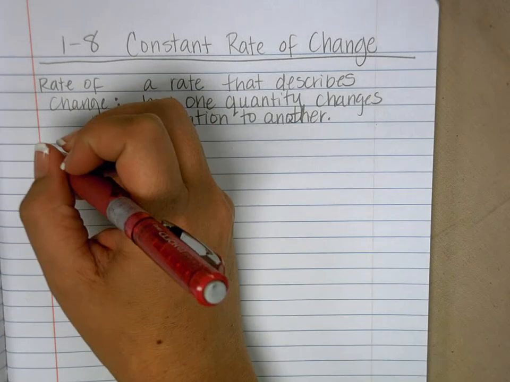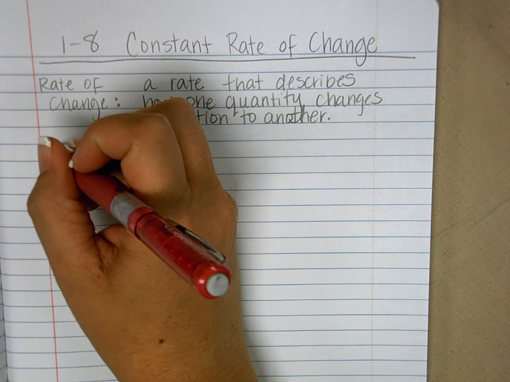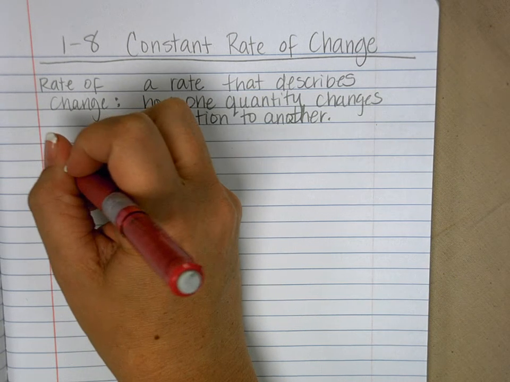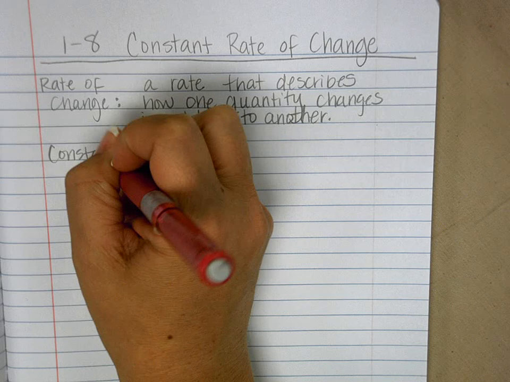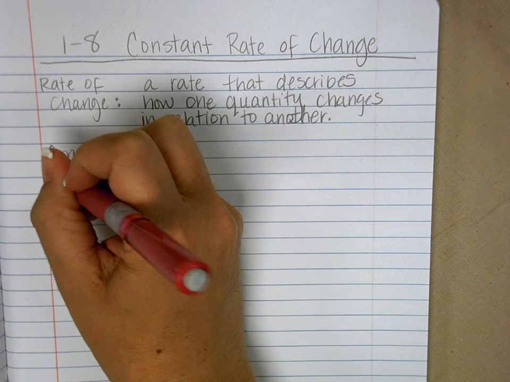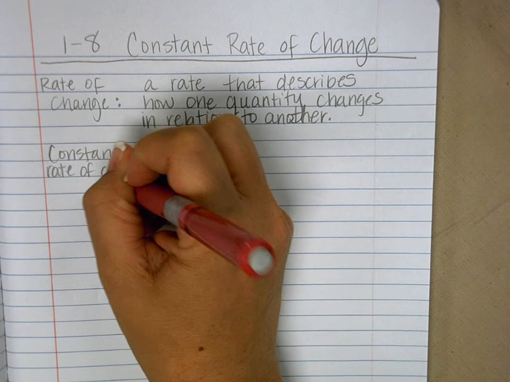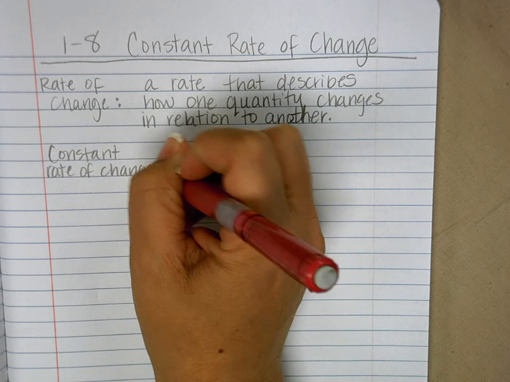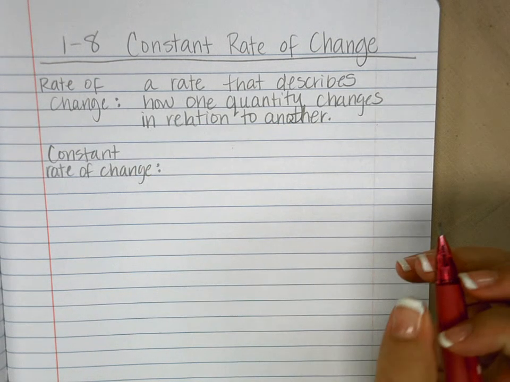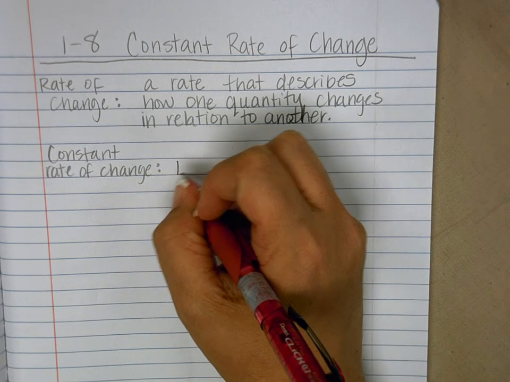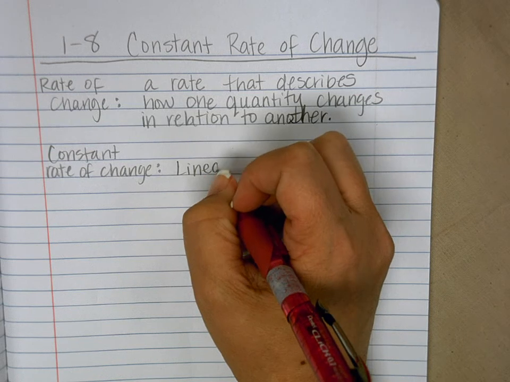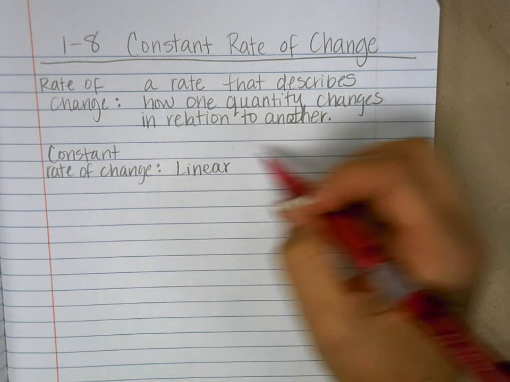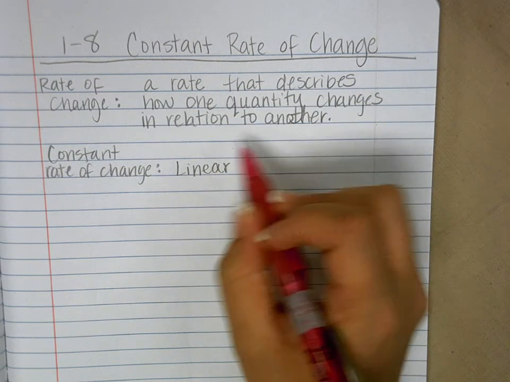The other definition is constant rate of change. And when it says constant, that just means that it's linear. It's all this stuff here, but now it's linear.